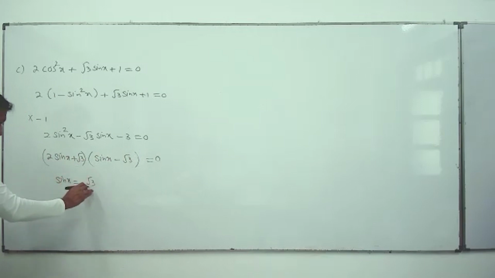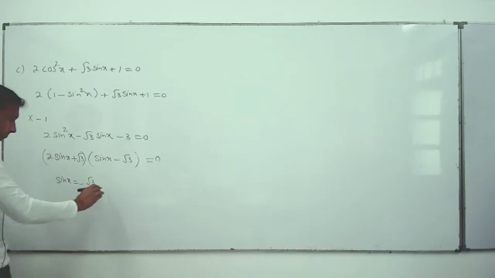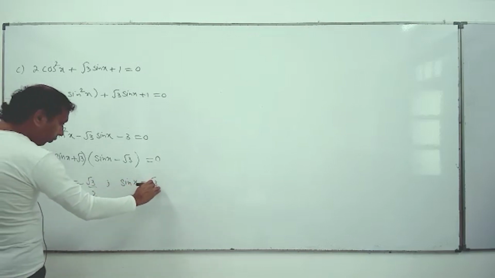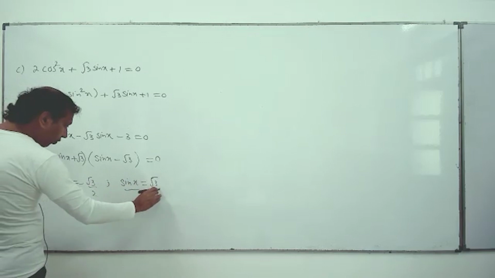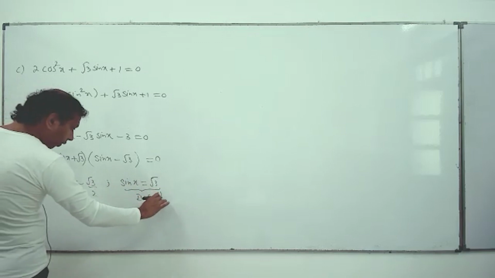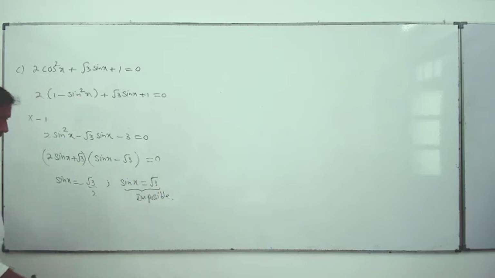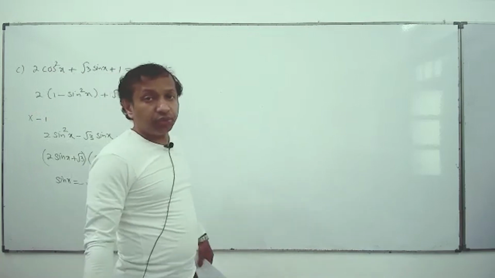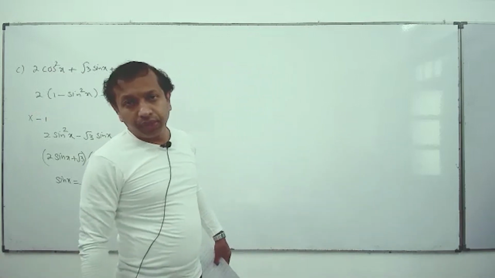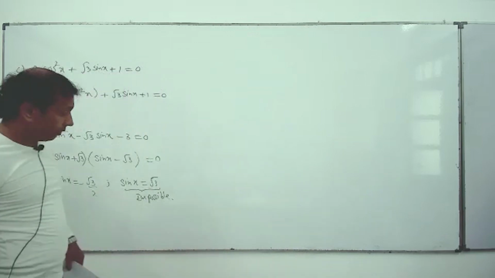Then we get sin x equals minus root 3 by 2. Here we get sin x equals root 3, but this is impossible. Impossible because the maximum value of sin x is 1 and the minimum value is minus 1. Root 3 is 1.7321, so it's impossible because of that.